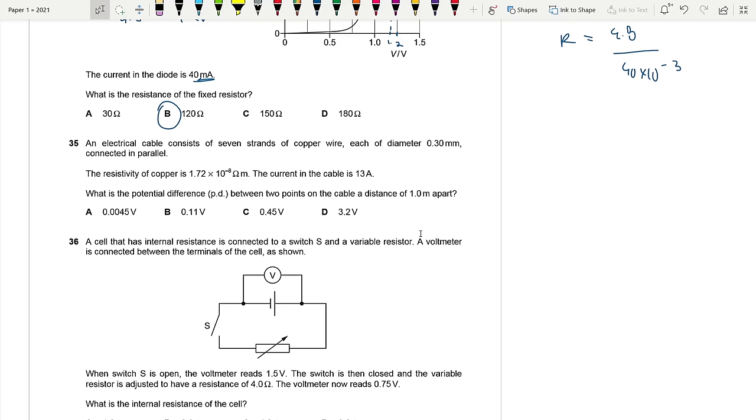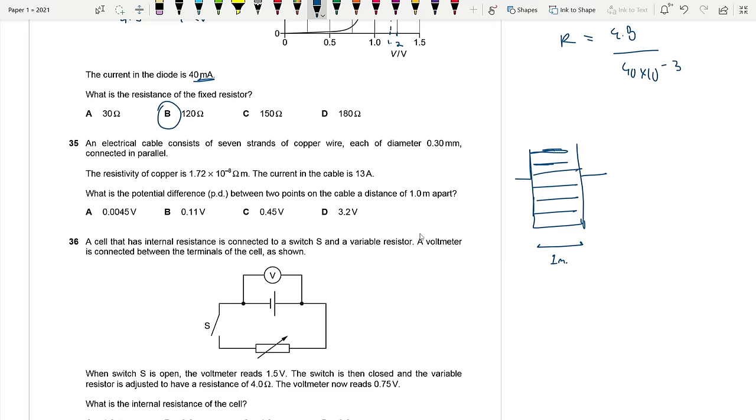35. An electrical cable consists of 7 strands of copper wire, each of diameter 0.3, connected in parallel. Okay, 1, 2, 3, 4, 5, 6, 7. What is the potential difference between two points on the cable, a distance of 1 meter apart? Okay, so the distance is 1 meter apart, so that's the length of the cable. We know the resistivity and we know the current, okay?